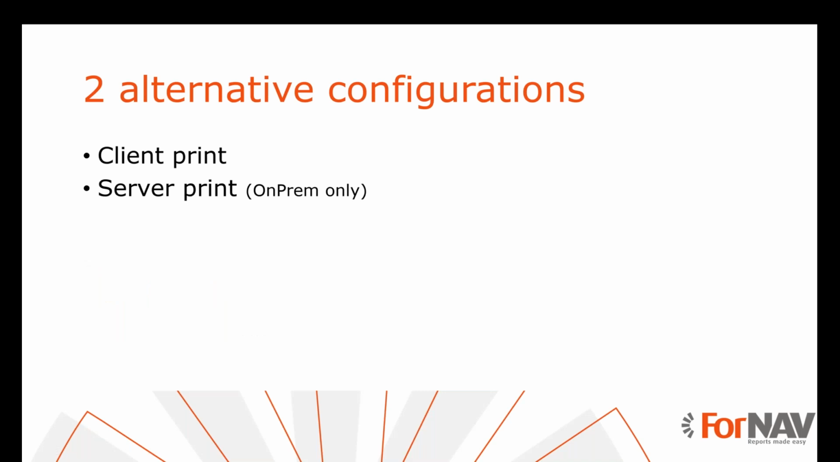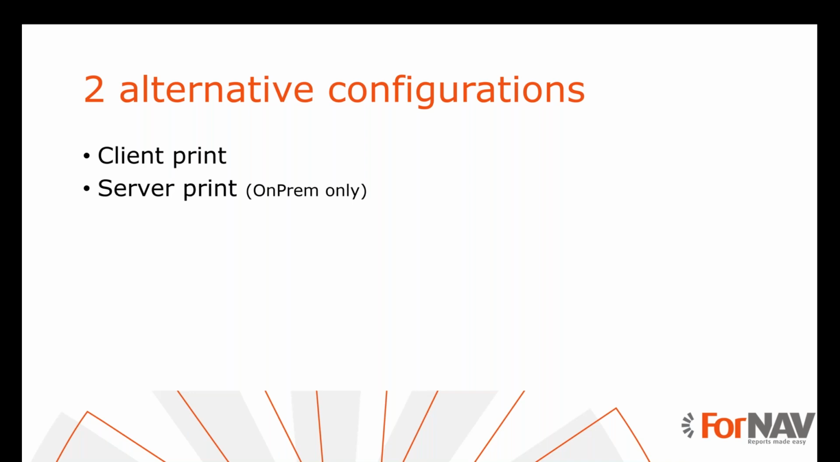There are 2 alternative configurations of the direct print. One is the client print, and the scenario here is if you have a larger number of users who only have their own local printer. Examples could be people working from home, or service technicians driving around with a printer in their car. You have the option to use this client print, which is basically a small program you download on the local computer, and then it will look after print jobs and print them directly on that local printer.